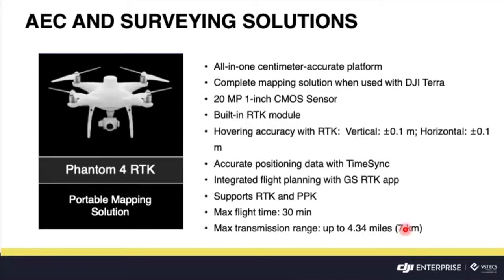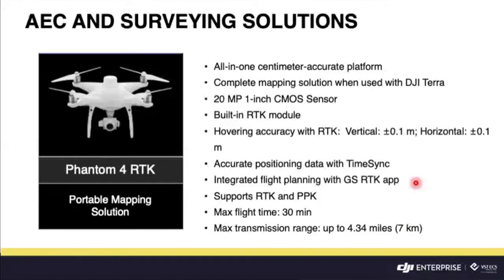So for its main specifications, it has a total of 20 megapixels, 1-inch CMOS sensor. So its camera is really dedicated for mapping since it has a mechanical shutter camera. For its main specifications also, it supports RTK and post-process kinematics, or PPK. RTK, by the way, stands for real-time kinematics. It has a maximum flight time of up to 30 minutes and a maximum transmission range of up to 7 kilometers.